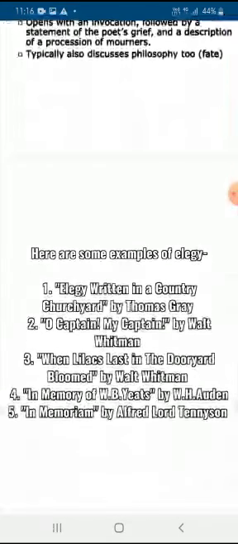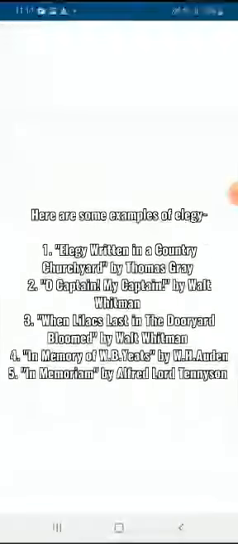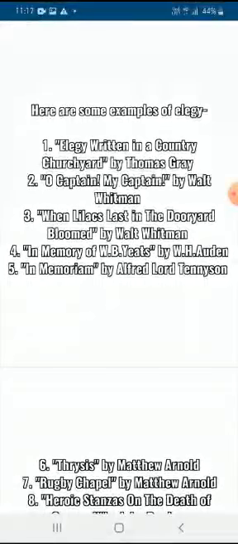Here are some examples of elegy. Number 1, Elegy Written in a Country Churchyard by Thomas Gray. Number 2, O Captain, My Captain by Walt Whitman. Number 3, When Lilacs Last in the Dooryard Bloomed by Walt Whitman. Number 4, In Memory of W. B. Yeats by W. H. Auden. Number 5, In Memoriam by Alfred Lord Tennyson.